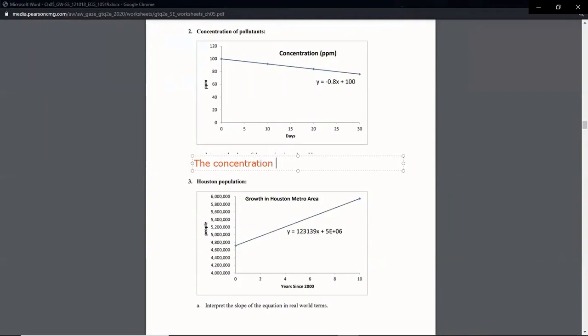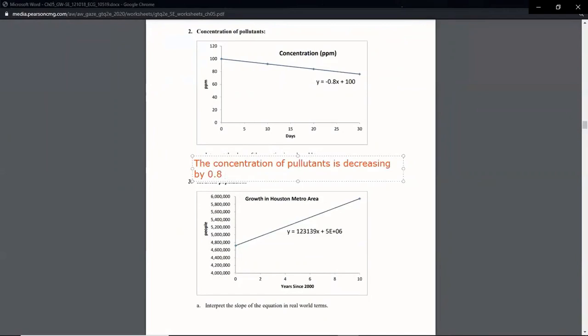So the concentration of pollutants, however you want to phrase it, is changing by, or since it's negative, we can be more specific and say is decreasing by. Now, since I used the word decreasing, if I said changing, I would use the negative, but decreasing implies negative, so I'm not going to write the negative. I'm just going to write 0.8.